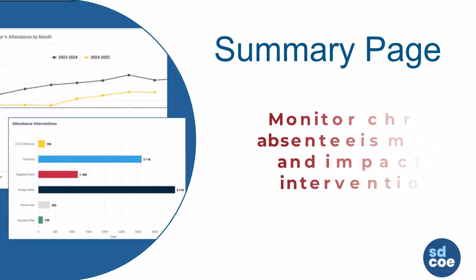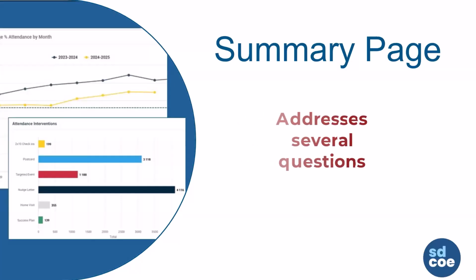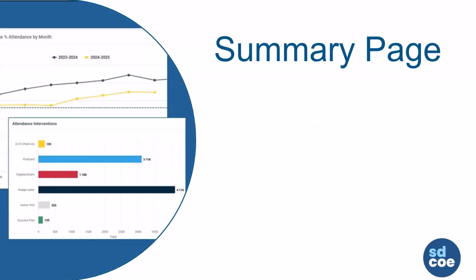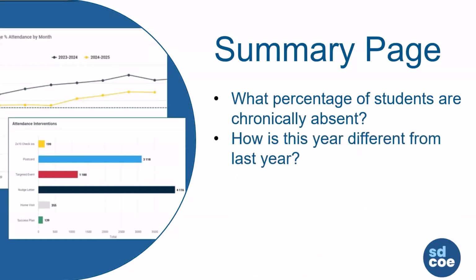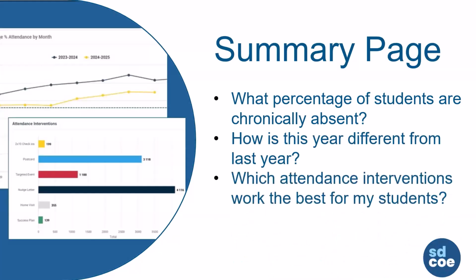students. The summary page addresses several questions that you may have regarding your school's absence data. What percentage of students are chronically absent each month? Or how is this year different from last? Which attendance interventions work the best for my students? These questions and many more can be answered through the summary page of the ICAN dashboard.